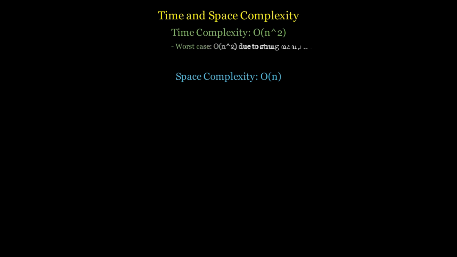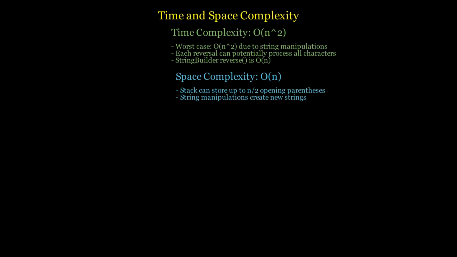Now, let's discuss the time and space complexity of this algorithm. The time complexity of this algorithm is O(n²). The space complexity is O(n). The time complexity is quadratic due to string manipulations. Each reversal can potentially process all characters, and the string builder reverse operation is linear. For space complexity, the stack can store up to n/2 opening parentheses, and string manipulations create new strings.